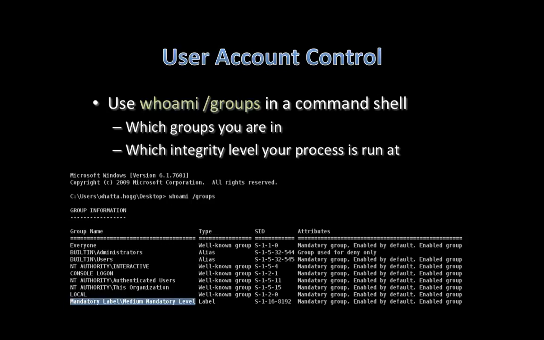So to learn a little bit about your user and which groups you're in, one of the things I like to do is whoami /groups in a command shell. This will tell you which groups you're in and which integrity level your process is at. If you see medium mandatory level, that means medium integrity. Low means a low integrity context, and low is primarily for a protected mode browser. And high, of course, means system administrator rights.